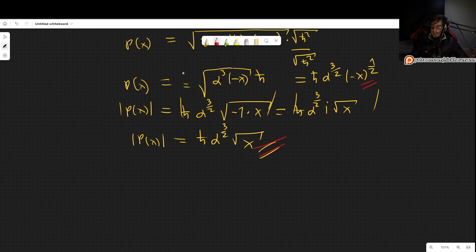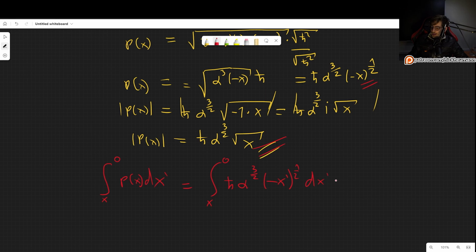And what about the integral? So we need to find the integral from x to 0 of p of x prime dx prime. Now, p of x is this thing right here. So the integral from x to 0 of h bar alpha to the 3/2, and then minus x prime to the 1/2 dx prime.